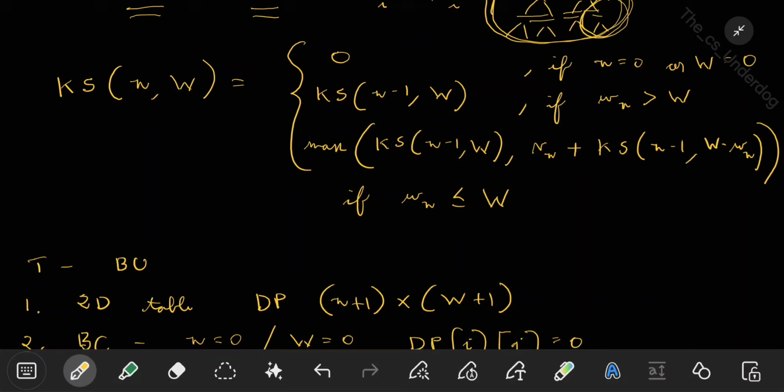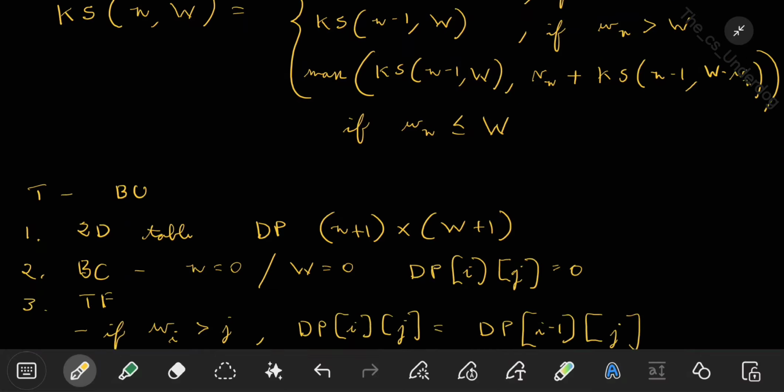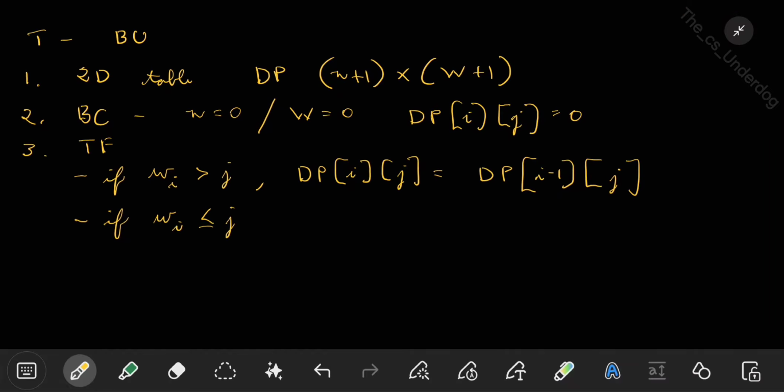The same thing we are going to do here. One is if you are not including, then knapsack of n-1, w. If you are including, value of this item plus knapsack of the remaining n-1 items with a weight of w minus wn. The same thing if you replicate here, what will happen? The same thing if you replicate here, it will look like this.